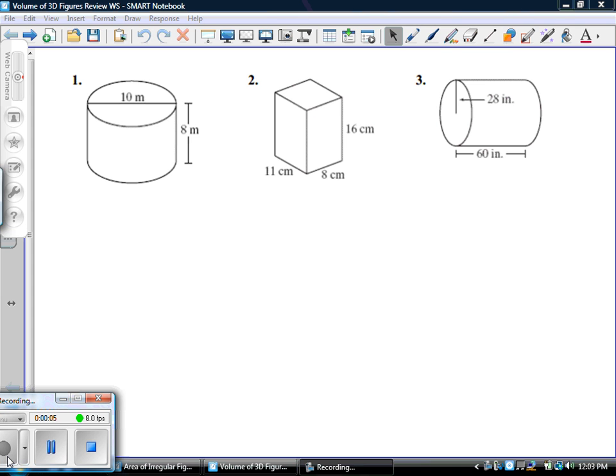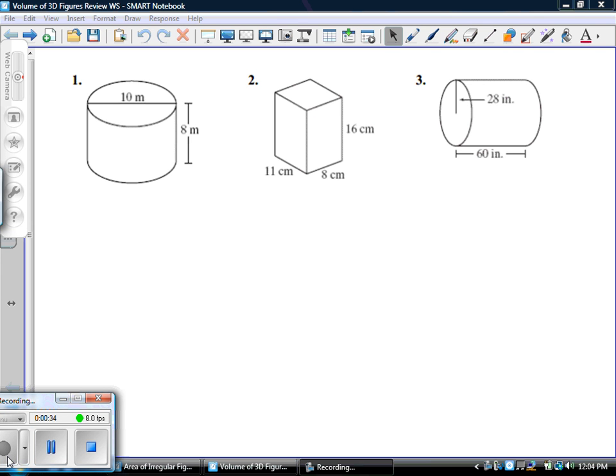In this video, we are going to discuss volume of three-dimensional figures. We're going to start with some basic three-dimensional figures such as cylinders and rectangular prisms, and work our way into triangular prisms, and also into figures that are composed of multiple types of three-dimensional figures. You'll see that we jump around a little bit. I may not end up doing all of the problems on here.